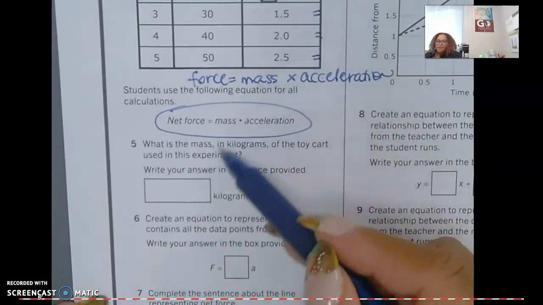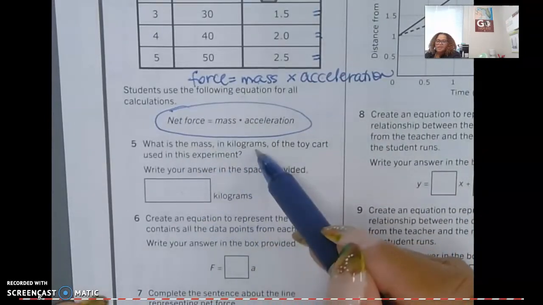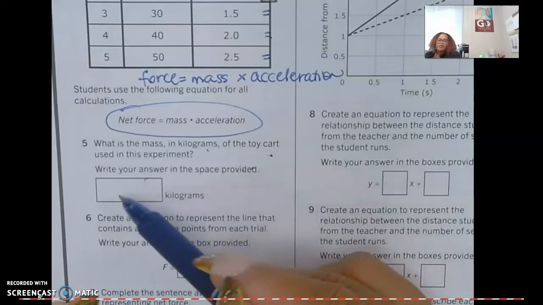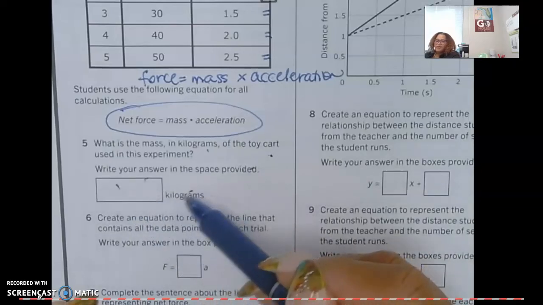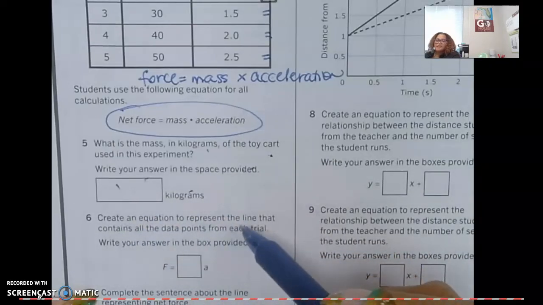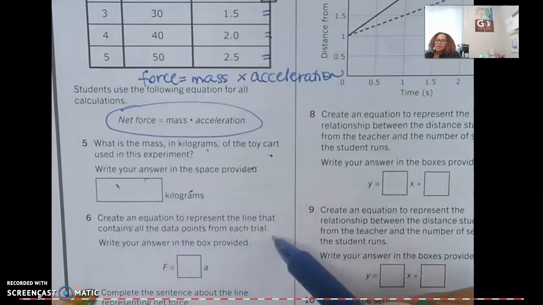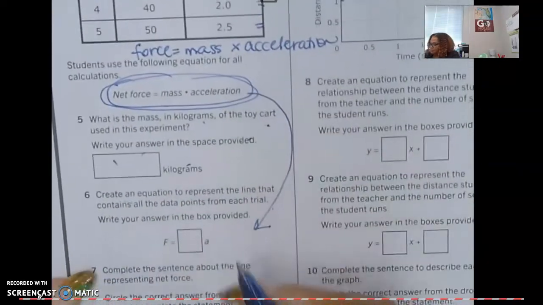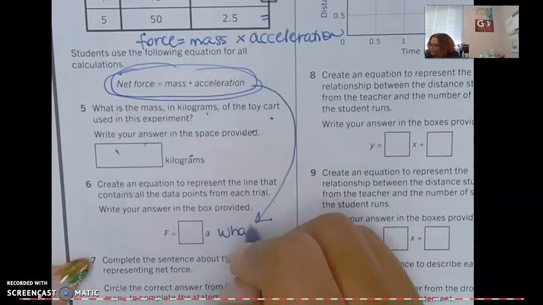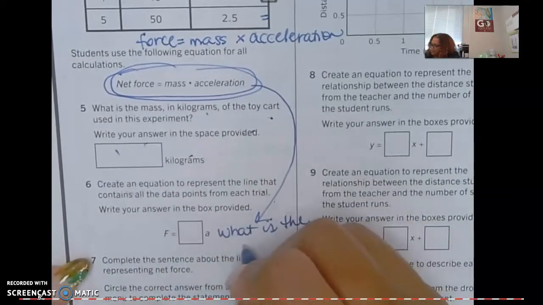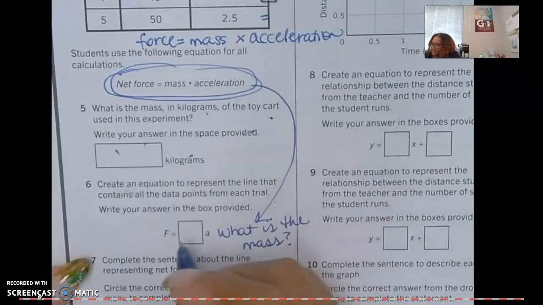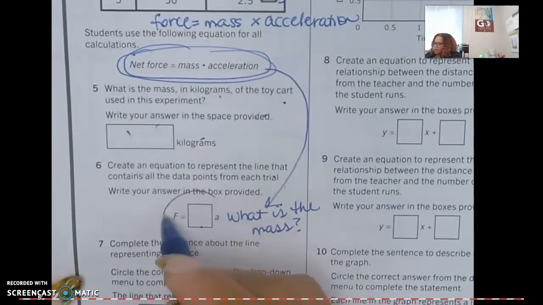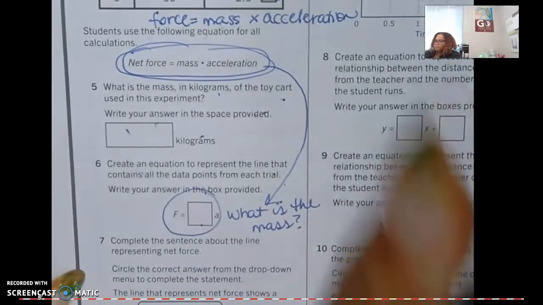Once you get that answer, you're going to put it right here. What is the mass in kilograms of the toy cart used in this experiment? Write your answer in the space provided, some number of kilograms. Now it says create an equation to represent the line that contains all the data points from each trial. This is the same equation that you're going to write down here. What is the mass? That goes in your equation. When you input this into Skyward, you need to put the whole thing in your answer.